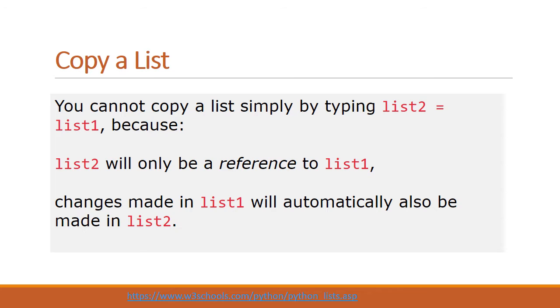When you want to make a copy of a list, you can't copy a list simply by typing, for example, list2 = list1. That's sometimes referred to as a shallow copy. List 2 will only be a reference to list 1. So any changes you make to list 1 will automatically also be made to list 2.